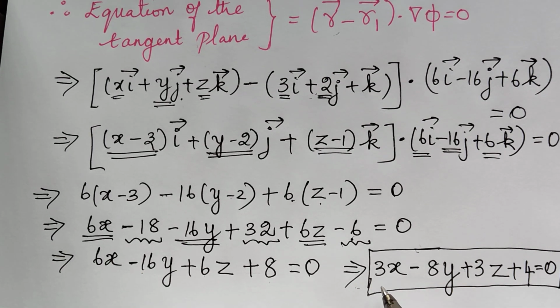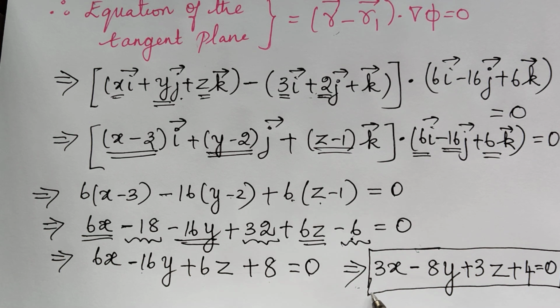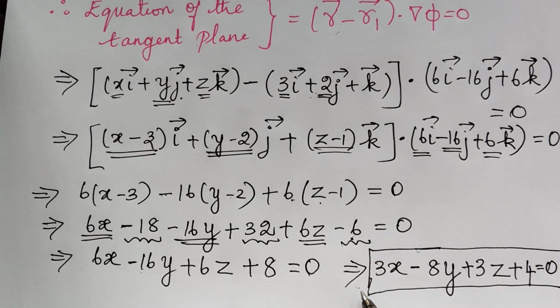This is a significant problem from the examination point of view. So hope you have understood how to find the equation of the tangent plane for a given surface at a given point. So kindly follow the next video lecture to find the angle between two surfaces, and also to learn about the concept of when two surfaces can be orthogonal to one another. Thank you.